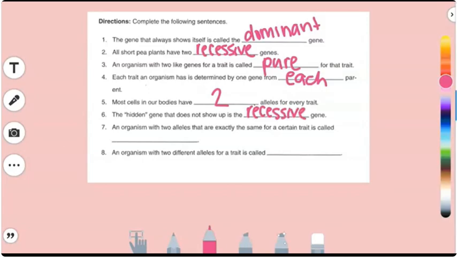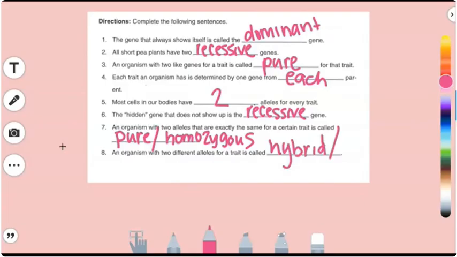An organism with 2 alleles that are exactly the same for each trait is called purebred or homozygous. And technically you could put homozygous on number 3 if you wanted to. And an organism with 2 different alleles for a trait is called hybrid or heterozygous. All right, go ahead and check your answers on this page, and when you're done, go to the next one.